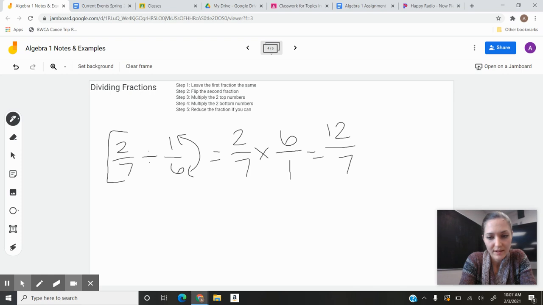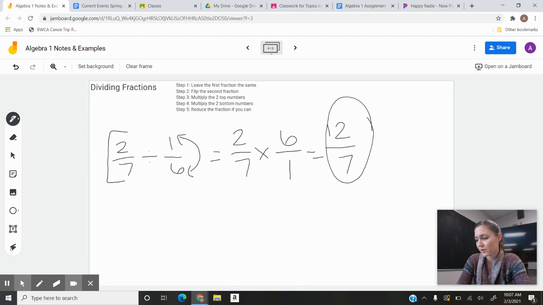All right. I can't divide by 2. I can't divide by 3, and I can't divide by 5, so this is the most reduced form of that fraction. So for number 7 on your assignment, the answer is 12/7.